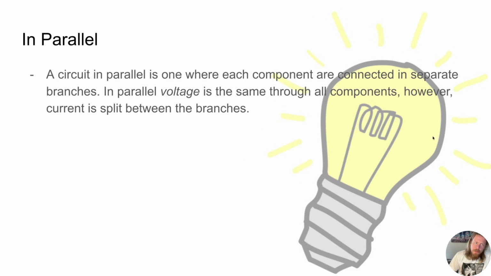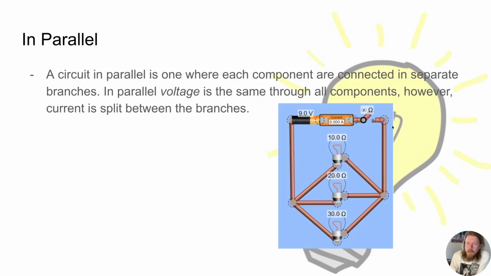In contrast to in-series circuits, we have in parallel, which kind of flips the results upside down. A circuit in parallel is one where each component is connected in separate branches. In parallel, voltage is the same throughout all the components. However, current is split between the branches. So we have our little diagram here again.